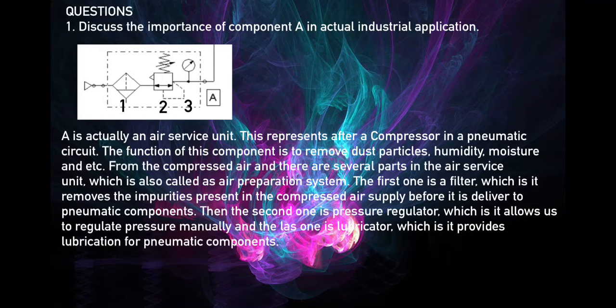The first one is a filter, which removes the impurities present in the compressed air supply before it is delivered to pneumatic components. The second one is the pressure regulator, which allows us to regulate pressure manually. The last one is the lubricator, which provides lubrication for pneumatic components.